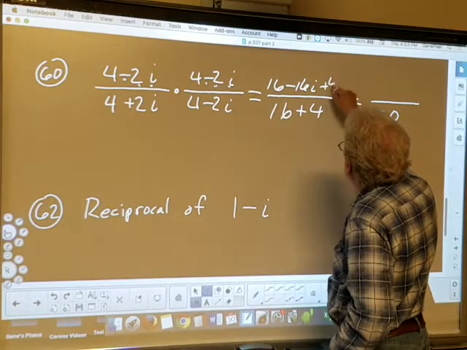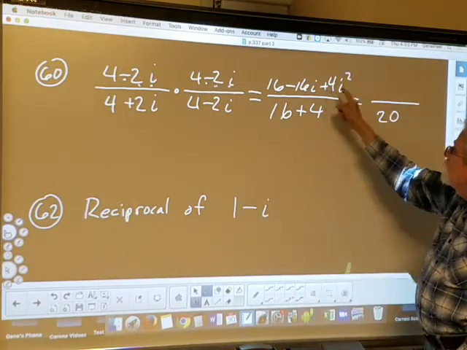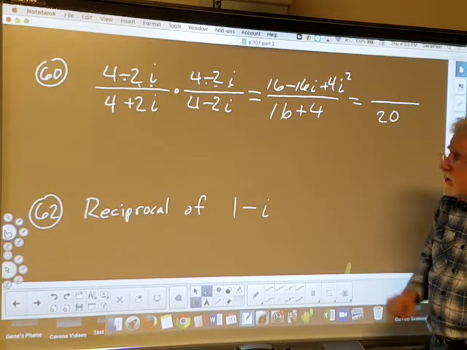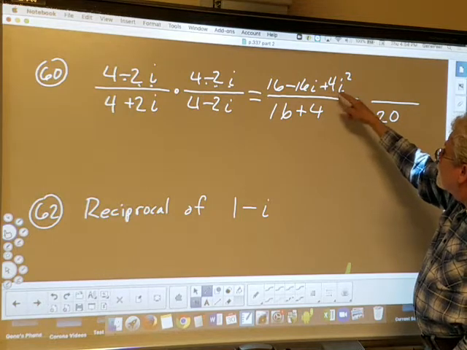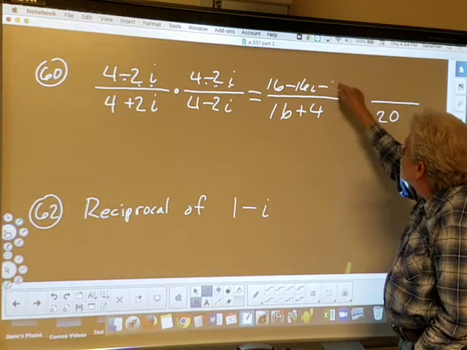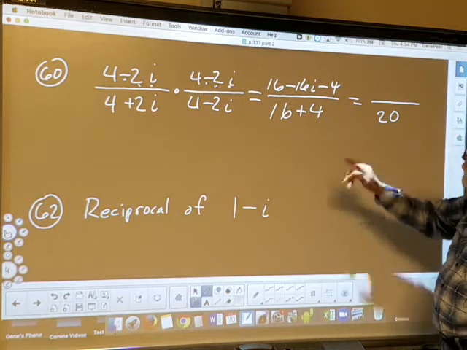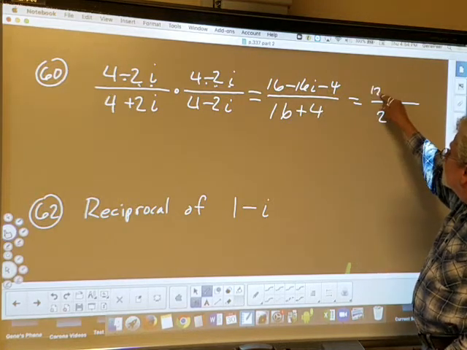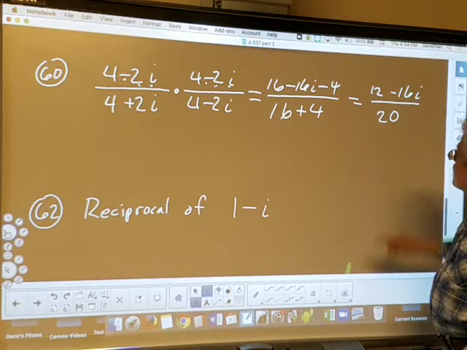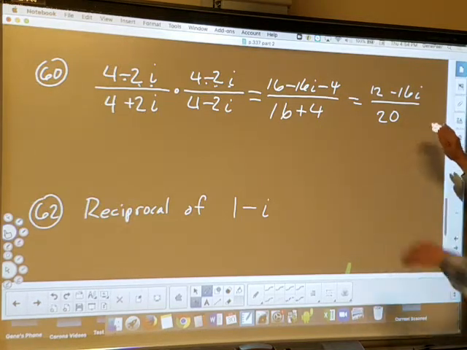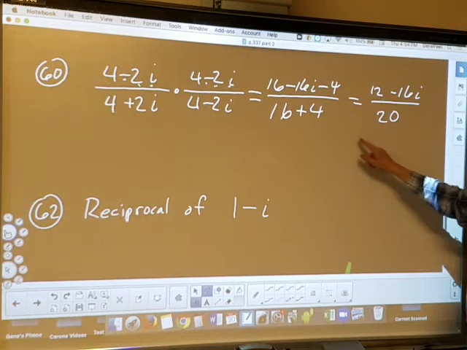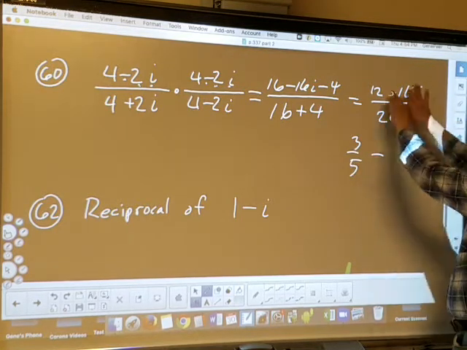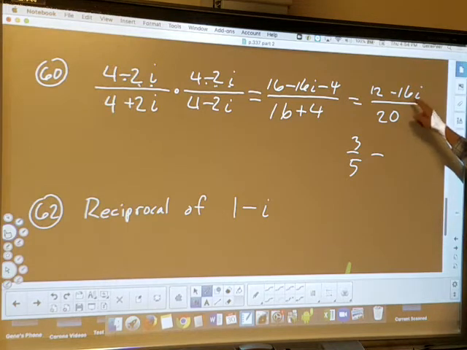But what does a positive 4i squared become? A plus 4i squared becomes minus 4. Because I squared is negative 1, it changes the sign. Now we combine our like terms. 16 minus 4, 12, minus 16i. But one last detail. You can't leave it like that. We have to split it and simplify. 12 over 20 becomes, let's see, divide by 4, 3/5. Split it and simplify. 16 over 20 will be 4/5.